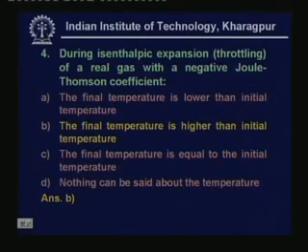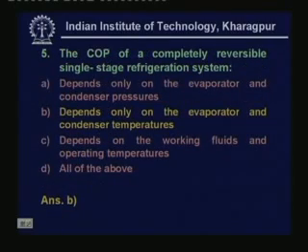And the fourth question was, during isenthalpic expansion of a real gas with a negative Joule-Thomson coefficient, what happens to the final temperature of the gas? The answer is the final temperature is higher than the initial temperature. Okay. So, when you have a negative Joule-Thomson coefficient for a real gas, the exit temperature will always be greater than the inlet temperature. Finally, I asked you what the COP of a completely reversible single stage refrigeration system depends on. The answer is it depends only on the evaporator and condensing temperatures. It does not depend on pressures, it does not depend on the working fluids, it is only a function of temperatures according to Carnot's theorems, right.